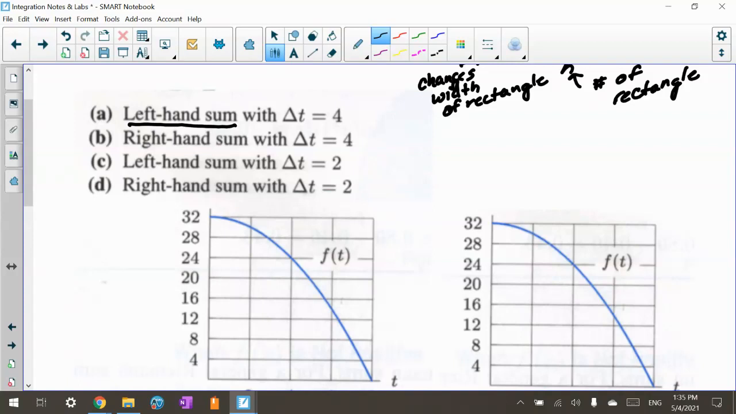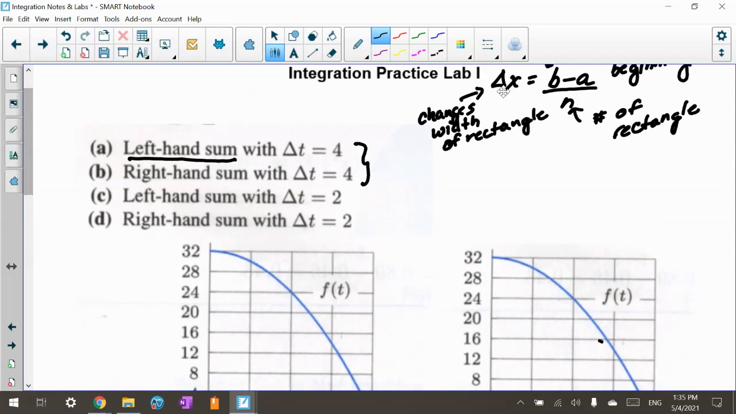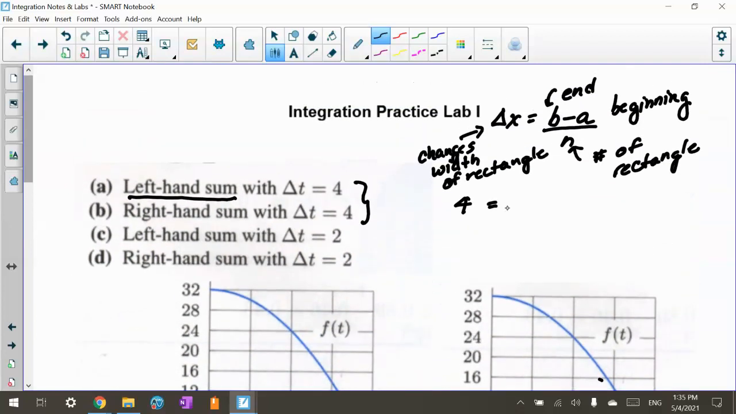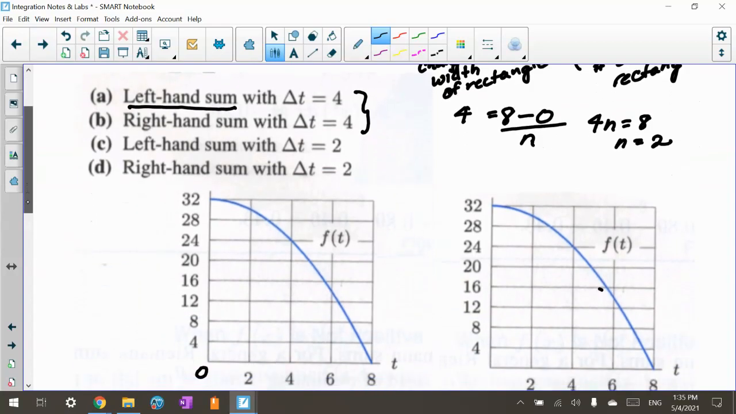So let's do the 4 right here. I know delta t is 4, and they said delta x, but it's still delta t. So 4 equals, and let's look at our interval. It goes from 0 all the way to 8. So the end of my interval is 8 minus the beginning, 0, all over n. I'm looking to see how many rectangles I have. When I cross multiply, I get 4n equals 8, so n is going to be 2. So we're only going to have 2 rectangles.